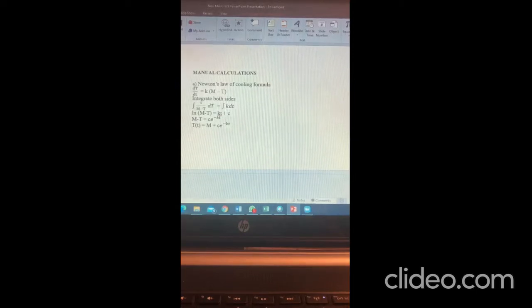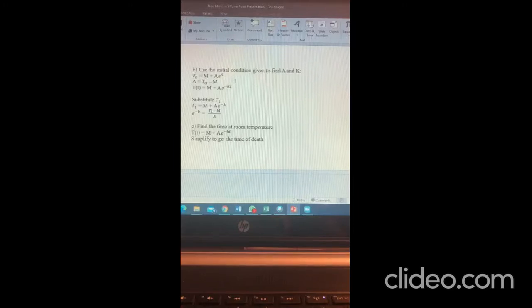This is manual calculations. The Newton's law of cooling formula is dT/dt = k(M - T). Then we integrated both sides, and this is a separable equation. And then we used the initial condition to find A and k. We used t0 to find A, and then we substituted t1 to find k. Then we found the time at room temperature with the formula T(t) = M + Ae^(-kt). And then we simplified to get the time.